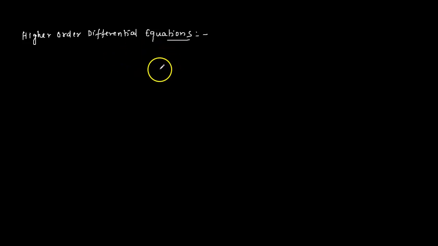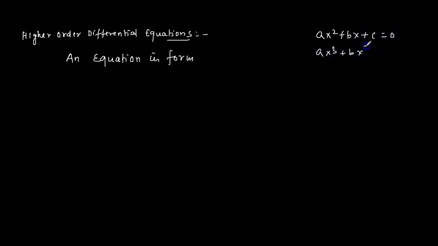So a higher order differential equation means, consider an equation given in the form of, like, quadratic equations, right? This one is a quadratic equation, this is a cubic equation. So here, what is the variable? X. Here they will give it in the form of differentiation. That is a higher order differential equation.